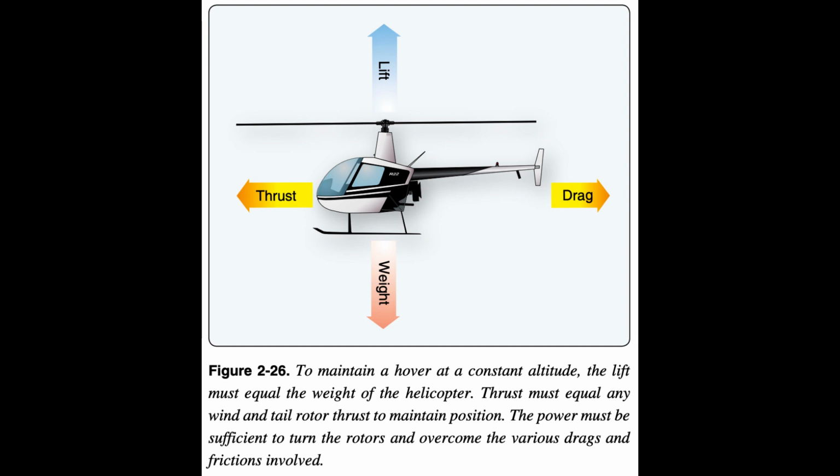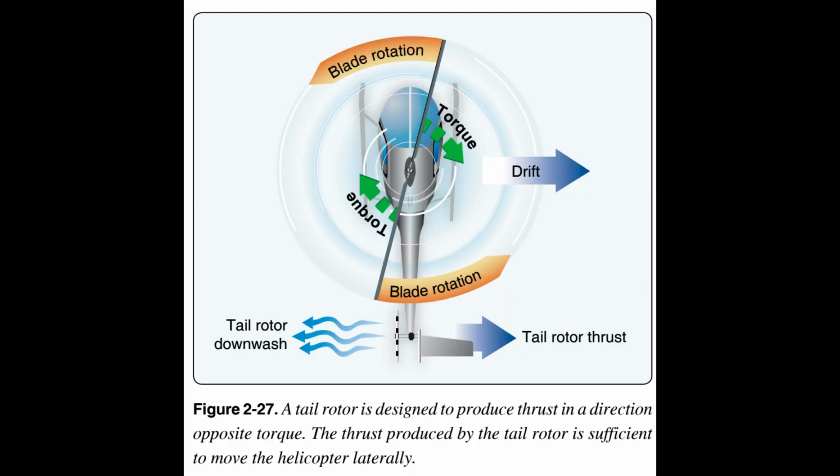Translating tendency, drift. During hovering flight, a single main rotor helicopter tends to move in the direction of tail rotor thrust. This lateral, or sideward, movement is called translating tendency. Figure 2.27. To counteract this tendency, one or more of the following features may be used. All examples are for a counterclockwise rotating main rotor disc.